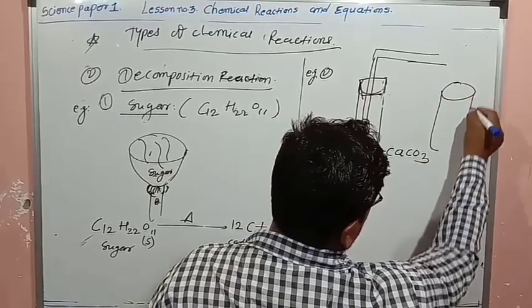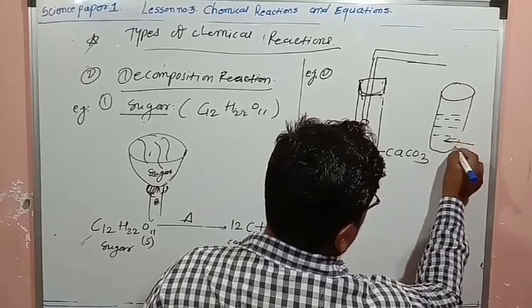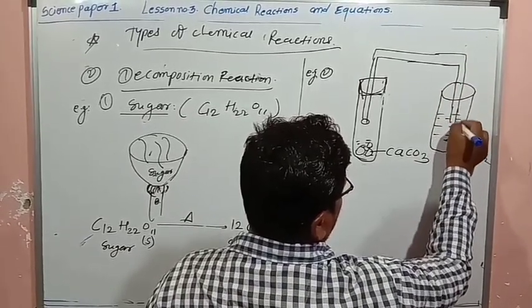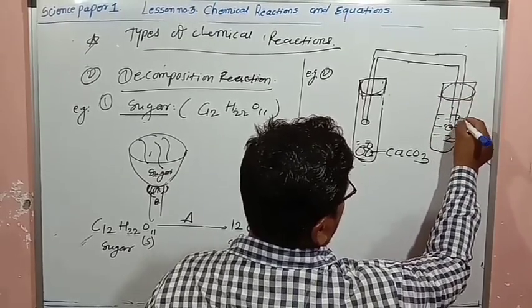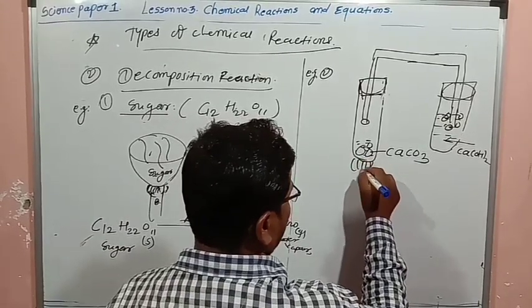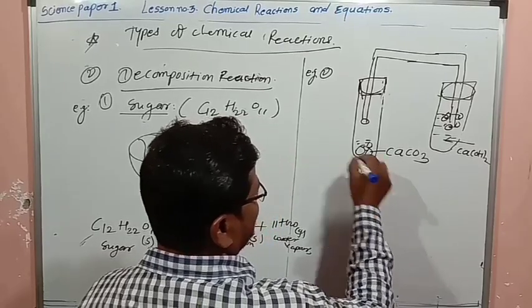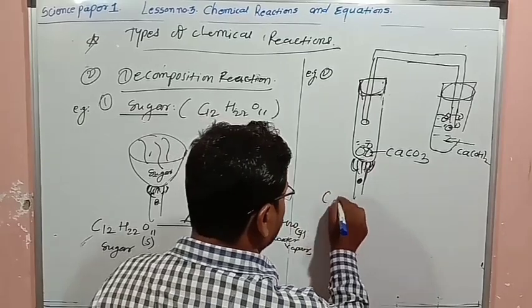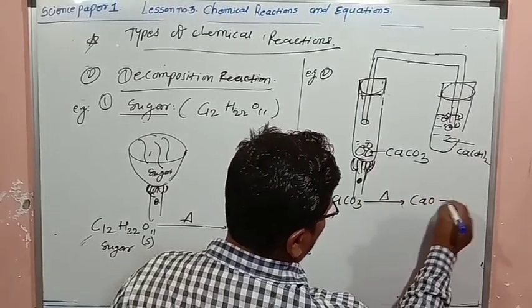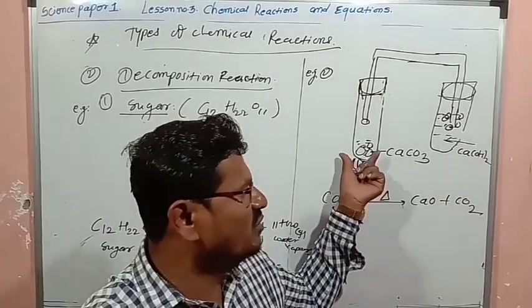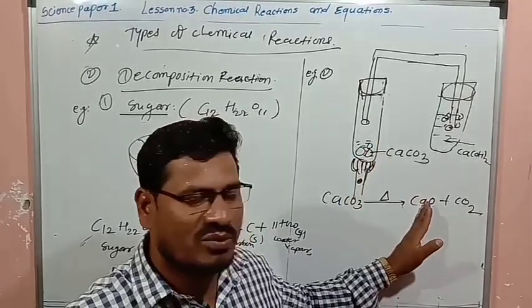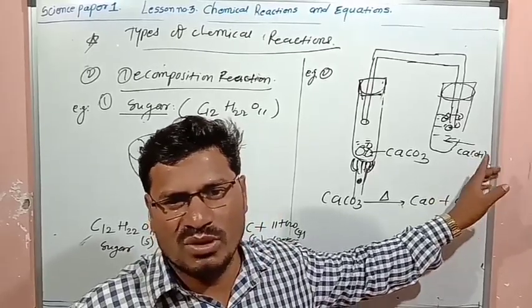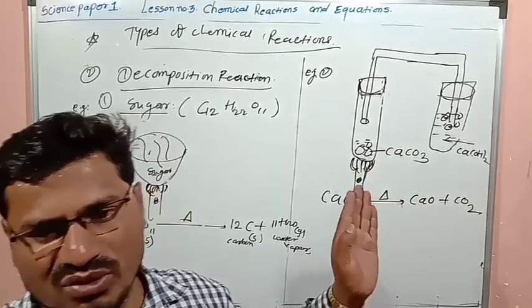Another test tube you take, and in that test tube you take lime water, Ca(OH)2, and bubbles will come out. If you heat the first test tube with the help of a burner, then calcium carbonate will break into two products. That reaction is CaCO3, after heating, gives CaO plus CO2 gas. When you heat calcium carbonate, limestone, it forms CaO, calcium oxide, and carbon dioxide. The carbon dioxide gas passes through the bent tube into the lime water, and the lime water becomes milky.